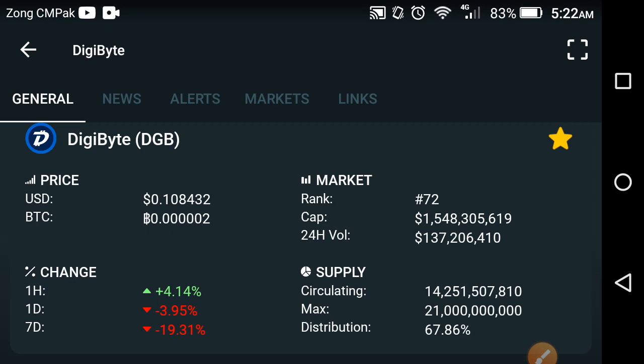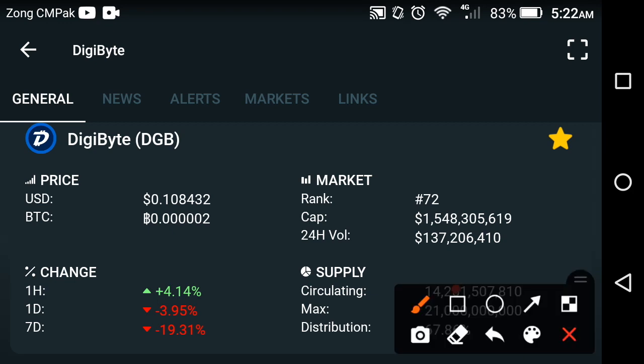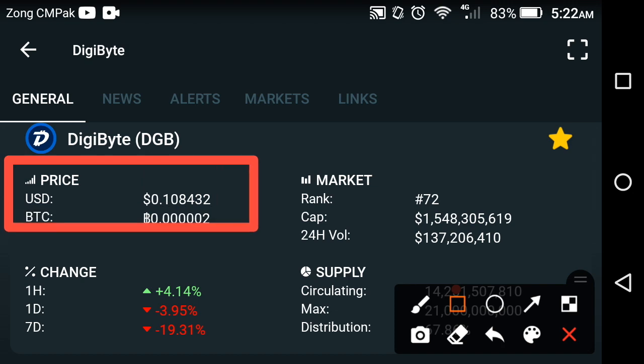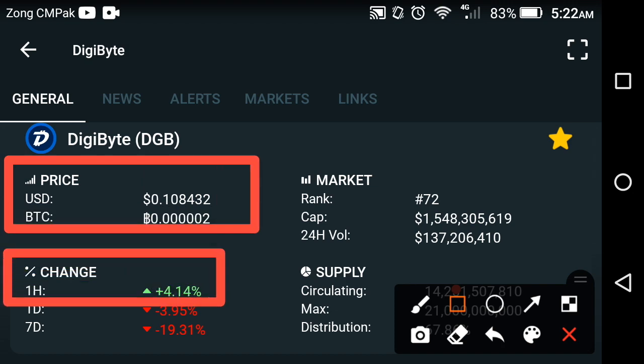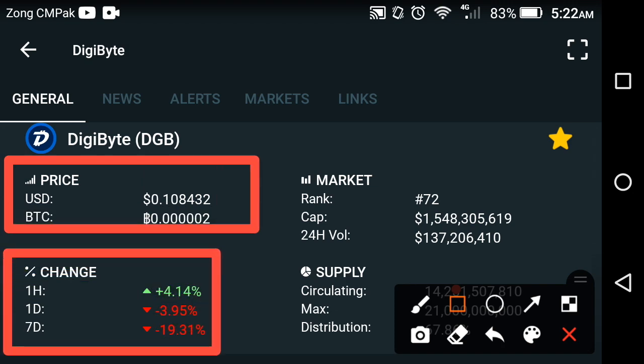So friends, as you can see here, the current price of the Digibyte token is about 0.108432 USD at this time, friends. And if we look at the change in Digibyte in the last 1 hour, the change is also positive. But if we look at the last 1 day and last 1 week change, it goes very badly, friends.